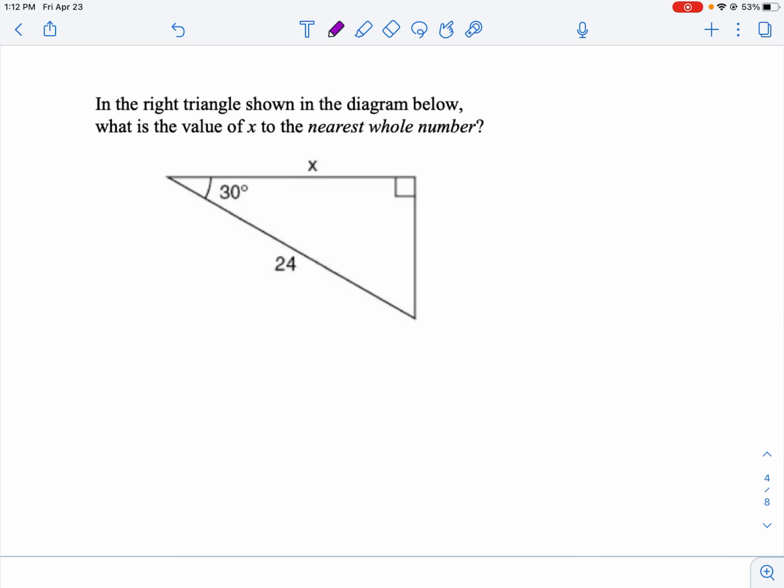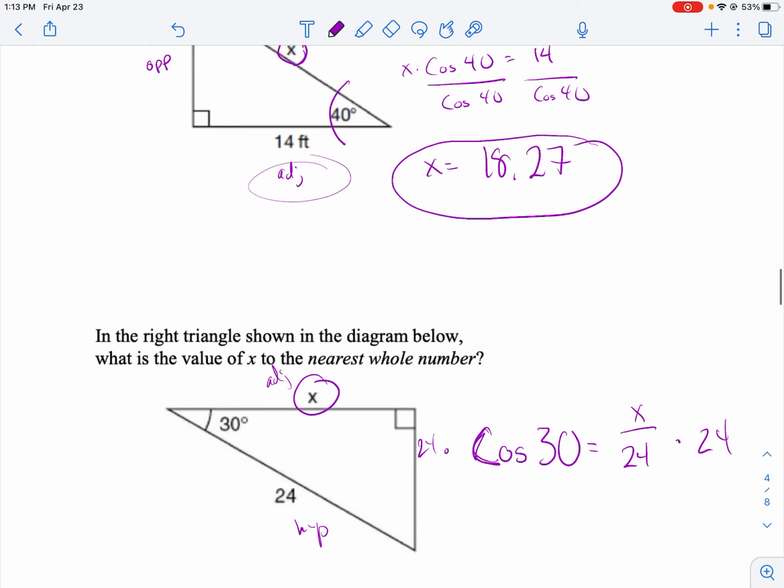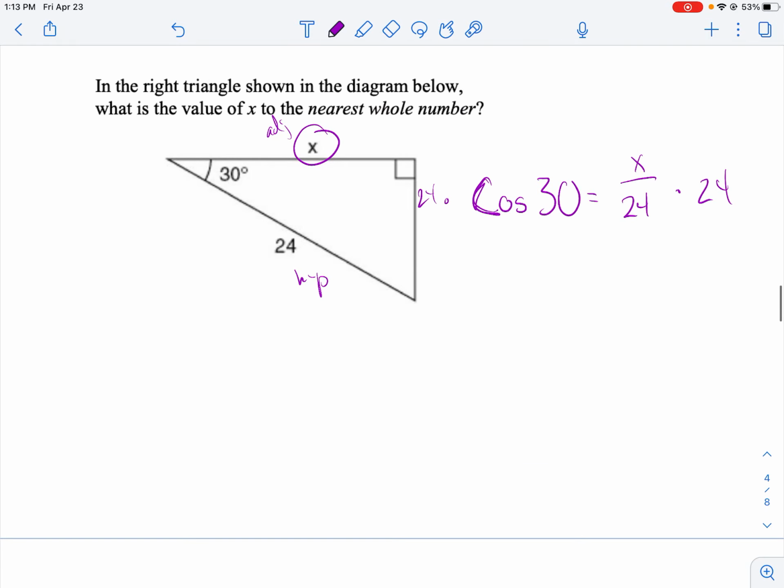And the next one. We want to find x, and so this guy is our hypotenuse, and again, this guy is our adjacent side. So which one involves adjacent and hypotenuse? It's cosine. So I'm going to multiply both sides by 24. I get x is equal to the cosine of 30 times 24. And we get 20.78.